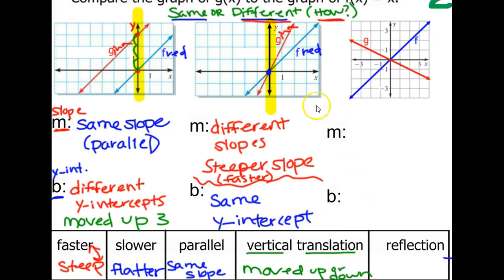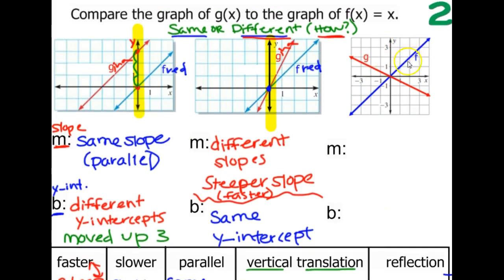Alright, third one right here. Here's Fred, and here's Gina. First, we're going to compare M, which is our slope. If we're going to go sledding down these hills, the hill Fred's sledding down is going to go pretty fast. And then if I go down Gina's hill, not quite as fast. Can you tell it's a little bit closer to the x-axis? So I'm going to say that they have different slopes.